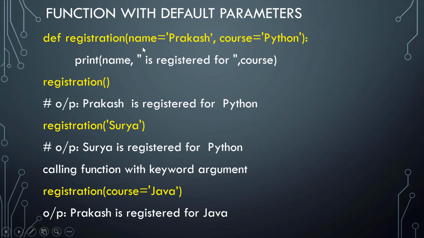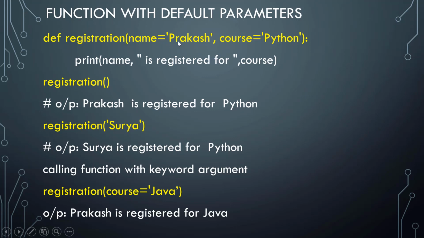So you are getting the values together. These are default parameters calling. I didn't pass anything. Next case, I passed registration with a single argument. I passed Surya, so I passed only the first parameter. So name is equal to Surya. If I don't pass, Prakash will be there. Now I'm passing Surya, so that will be replaced.